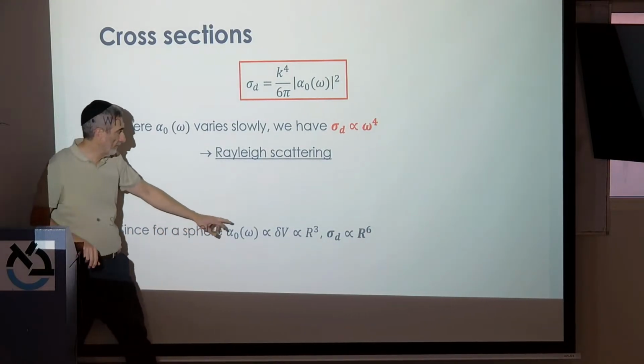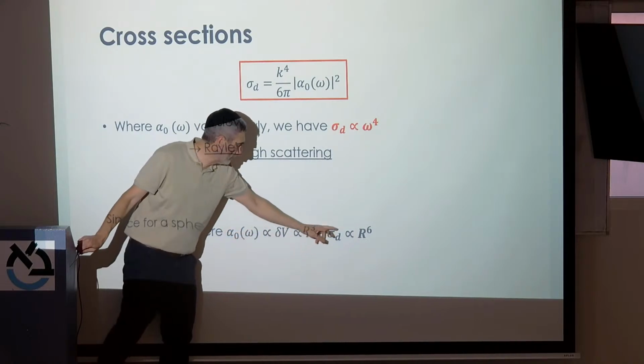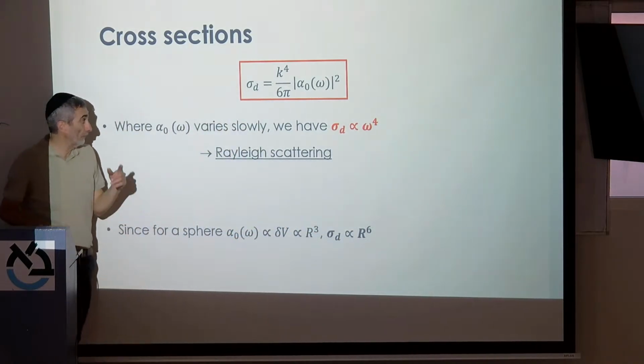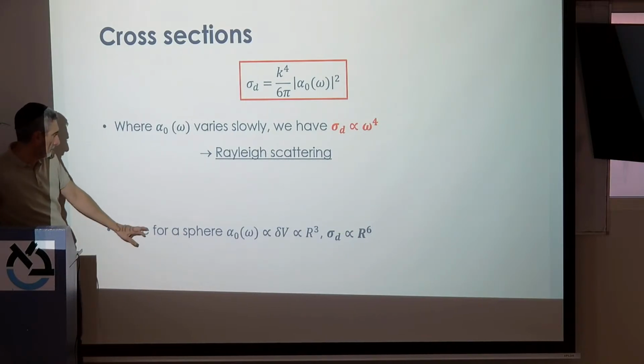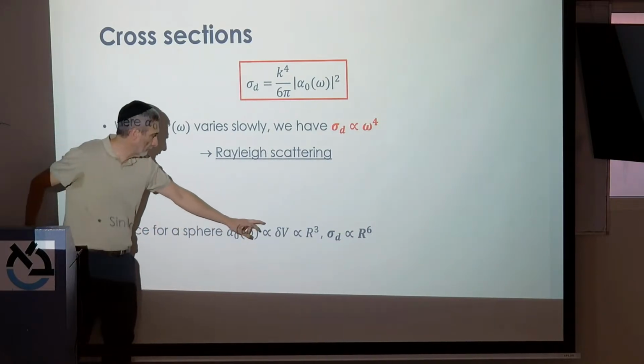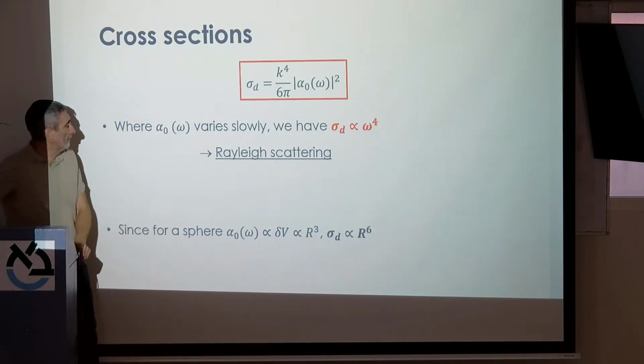Also, sigma depends on, if it's a sphere, the radius to the power 6. Okay, so that's important actually. The dependence on the radius is alpha 0, is alpha 0 equal to volume. So it's R to the power 6, right?